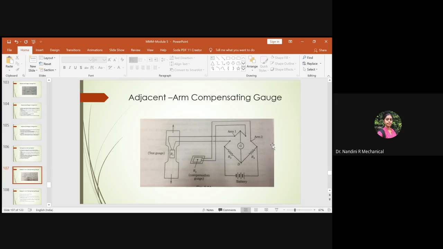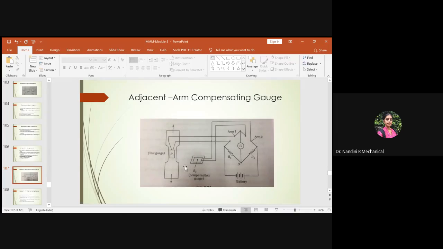If the temperature has been increasing in the external environment, then it keeps on varying. So you won't have a consistent value of the strain for that particular material at all. So if this has to be overcome, one of the methods is to have a compensating gauge.